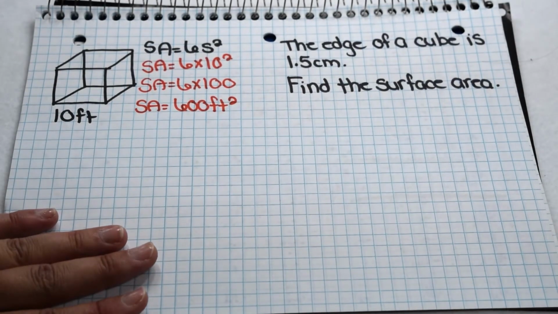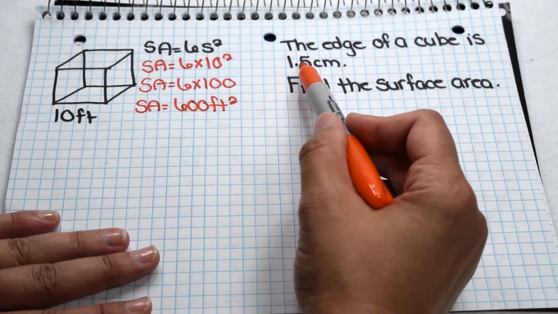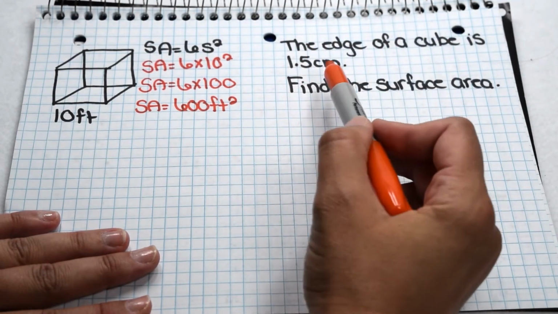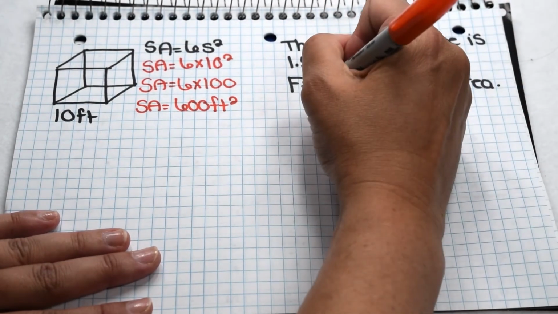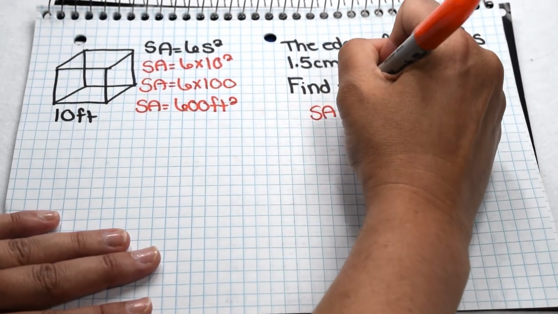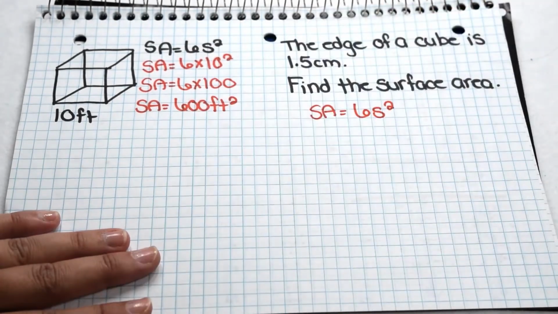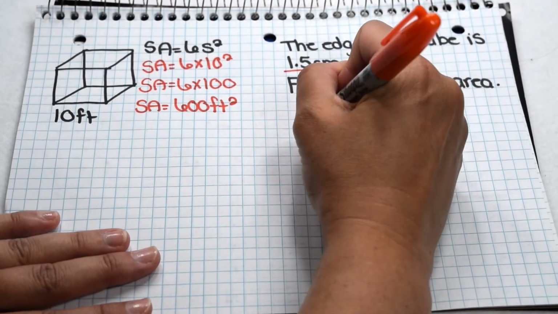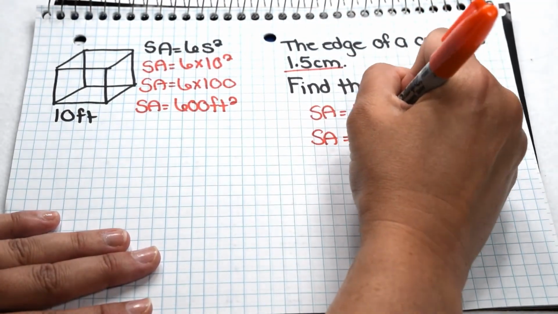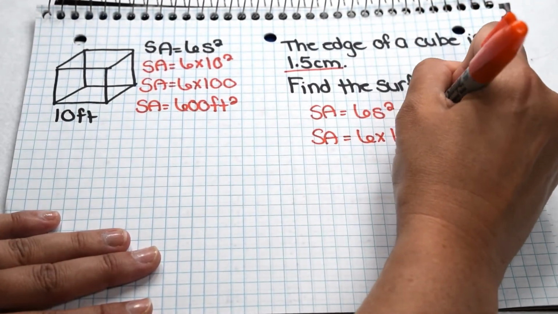On a cube, we don't even need a picture of it in order to find the surface area. Simply knowing how long one edge is enough. Here they tell us the edge of a cube is 1.5 centimeters, and we need to find the surface area. Well, coming back to our equation, we know surface area is 6 times the side length squared. Here they tell us how long one of our edges is, so we can substitute that in for side length. So we have 6 times 1.5 squared.